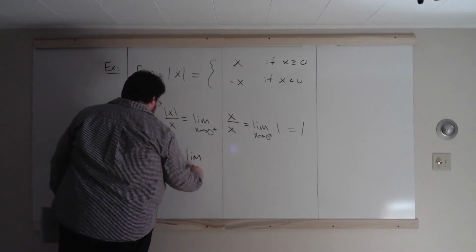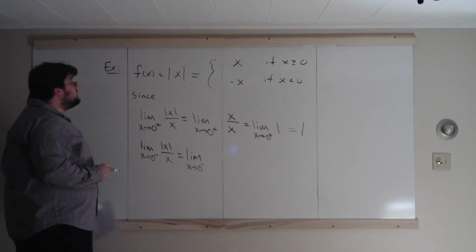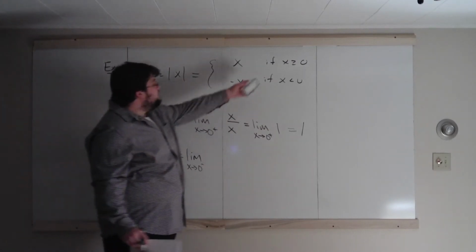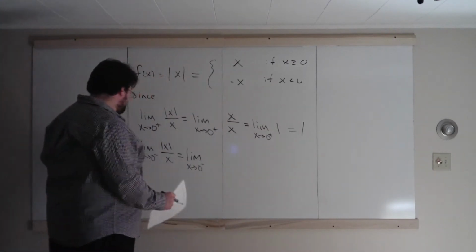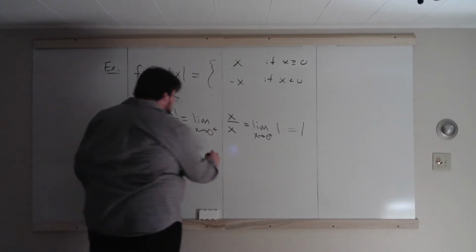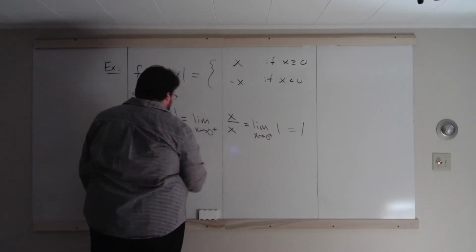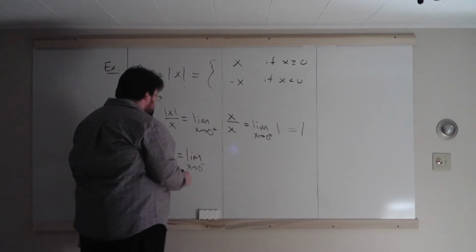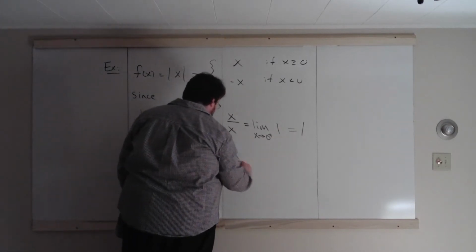On the left of 0, how is this function defined, or how is the absolute value defined? Well, on the left of 0, we get negative x. I should have written that so it was directly under. I'm going to leave a gap there so it's still directly under.